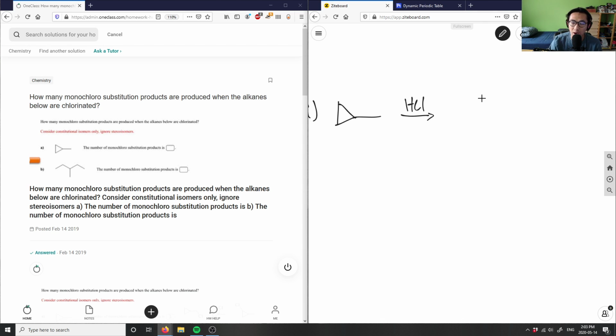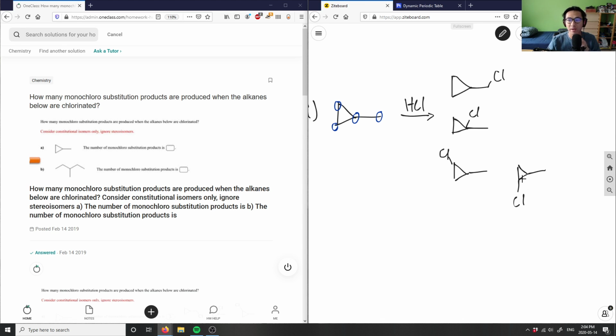So let's look at how many places it can bind. Maybe this here is carbon 1, this here is 2, and this is 3 and 4. If I were to draw out these four structures, I'll draw that out quite quickly. For example, one of these Cl's could be here. That's one possibility. Our second possibility could be here, our third could be here, and our fourth could be here, right?